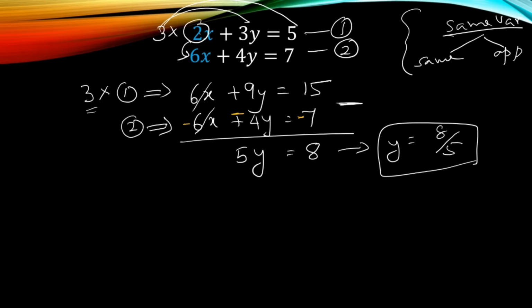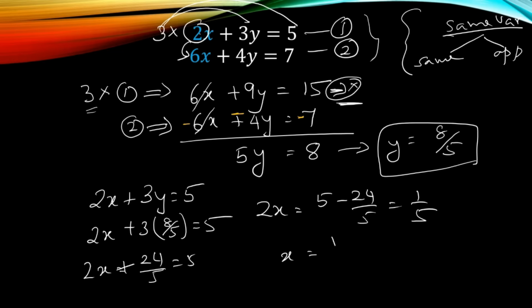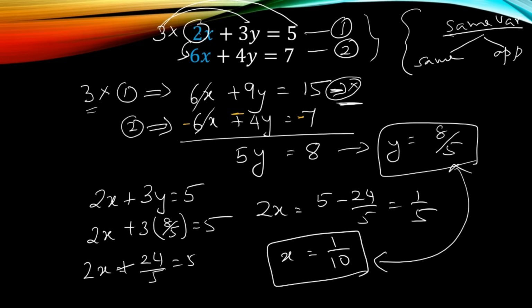Now going backwards, you can now substitute this y into the original equations. No need to use this equation anymore because it has bigger coefficients. So let's go back to the original equation, and you can choose any of the equations. So I'm choosing the first one, and I'm going to substitute 8 over 5 for y in this, and then find x. So I will have x is equal to 1 over 10. So these are the two values for x and y for this particular question. You can again go back and verify them by substituting in both the equations.